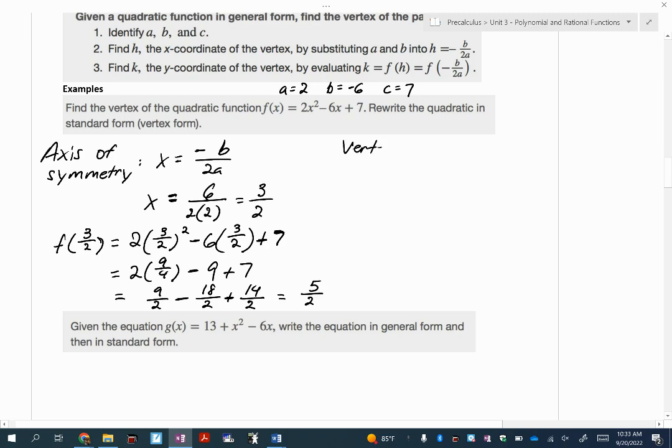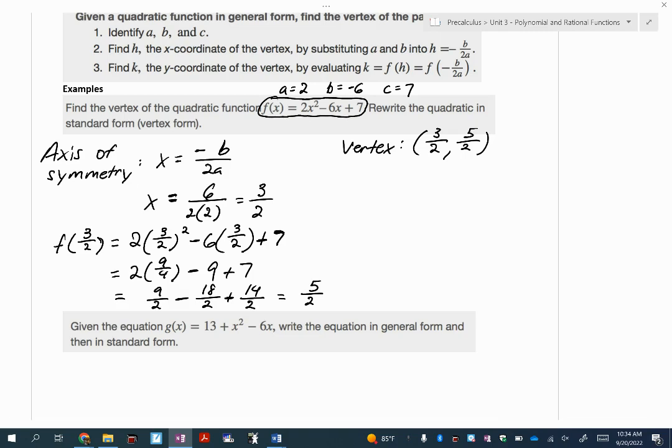So my vertex is going to be positive 3/2 and positive 5/2. Again, you could even just type this into Desmos and it'll show you the vertex. All right. Decimals are fine, right? 1.5 and 2.5, no worries.